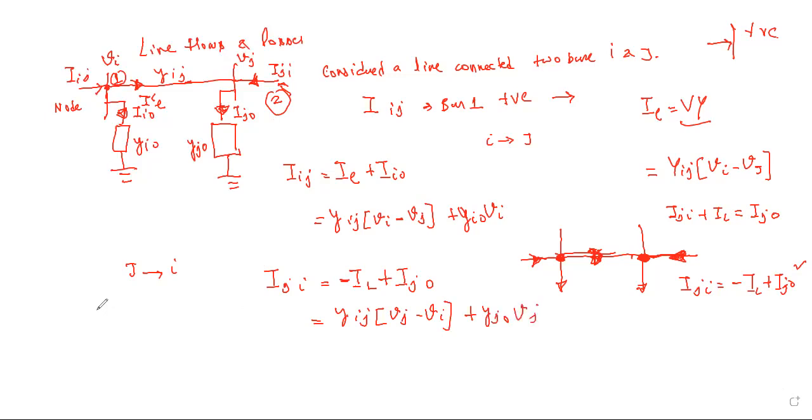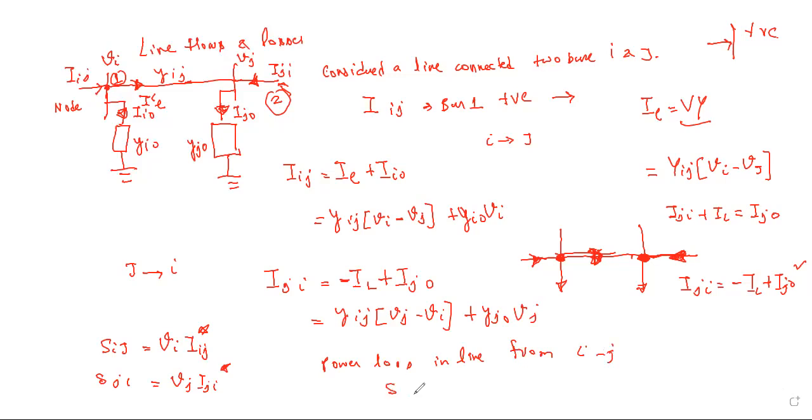Now you can calculate the complex power. In order to get the complex power, you know the equation Sij would be equal to Vi into Iij conjugate. On similar terms, it can also be written as Sji is equal to Vj into Iji conjugate. And the power loss in the line from I to J would be the algebraic sum of these: Lij would be equal to Sij plus Sji.